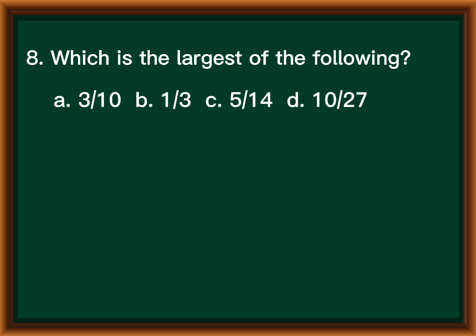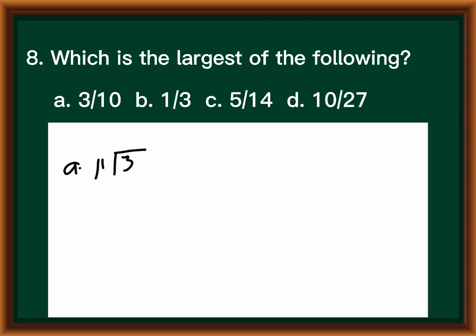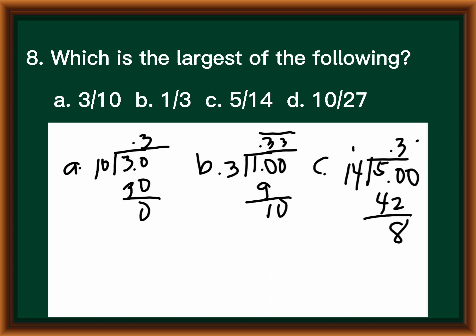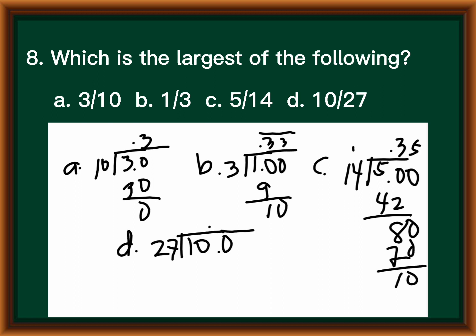Next, which is the largest of the following? 3/10, 1/3, 5/14, 10/27. Transform these fractions into their decimal form by dividing the numerator by the denominator. Now let's see which of these decimals has the highest value. So it's 0.37. The answer is 10/27.